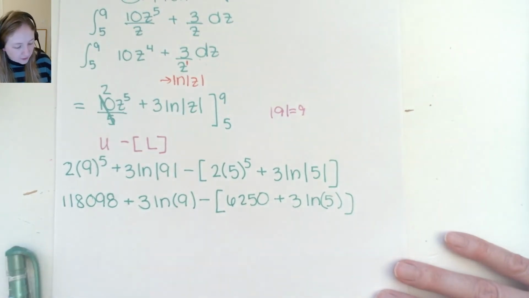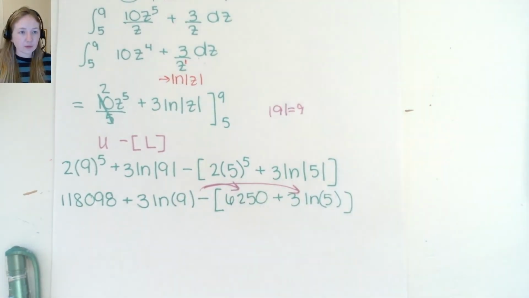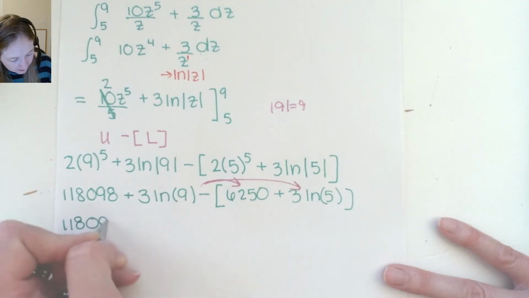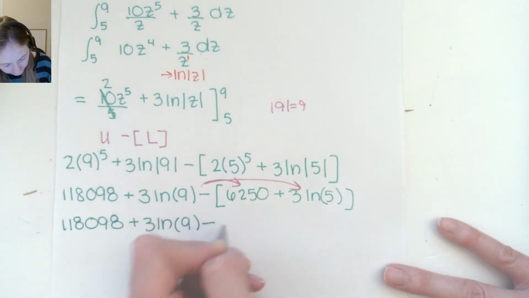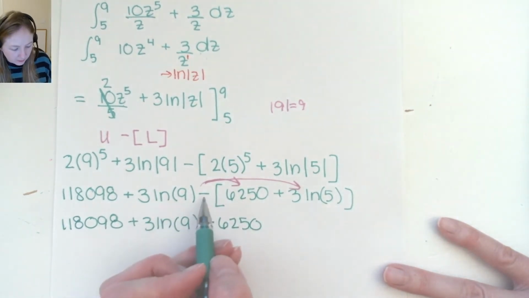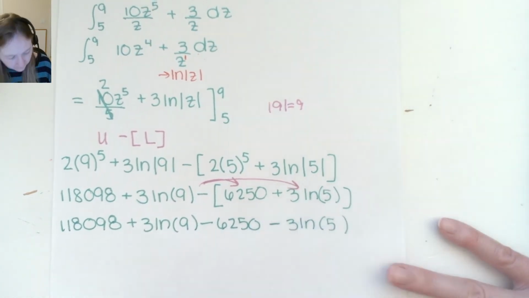And then from there, you would distribute out that negative. So what I like to do is simplify each of the terms, then distribute out the negative. So I'm going to have my 118,098 plus 3 natural log 9 minus 6,250. And then here's where the distribute step goes, minus 3 natural log 5.